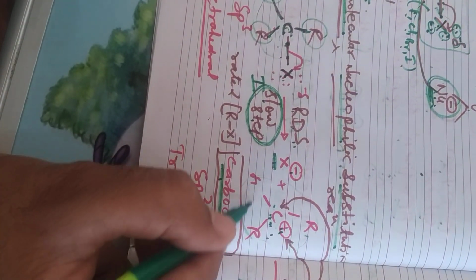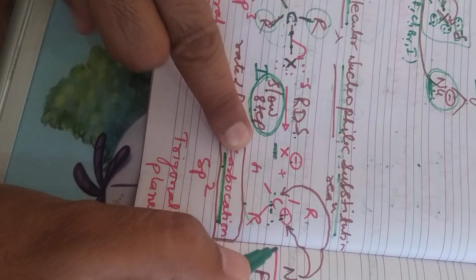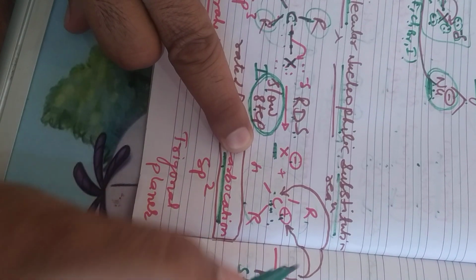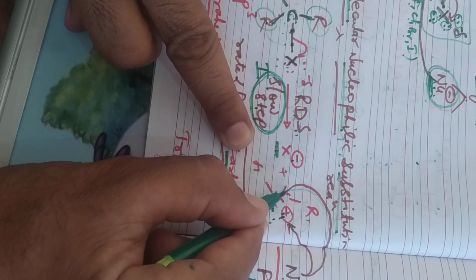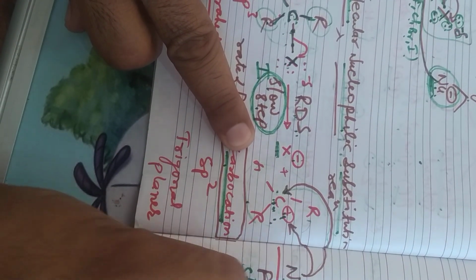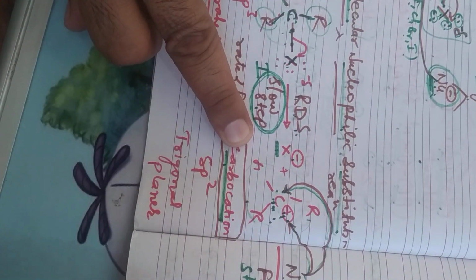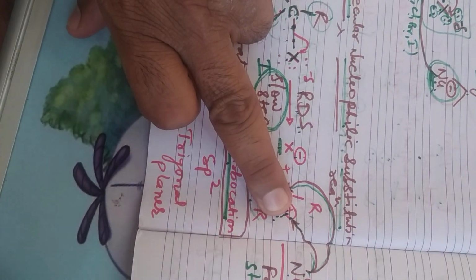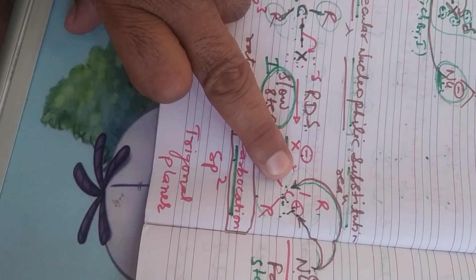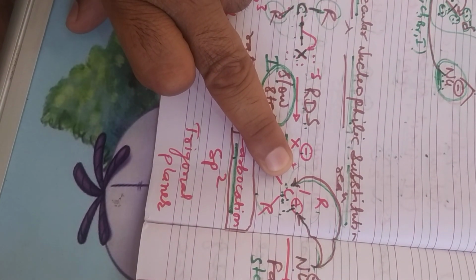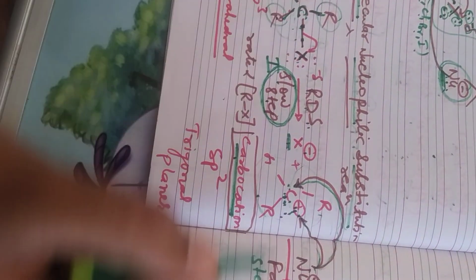When the carbocation is formed, the nucleophile attacks this carbocation. Now there are two possibilities. The nucleophile can attack from the front or it can attack from the back side. If it attacks from the front, this molecule will be formed, and if it attacks from the back side, this molecule will be formed.